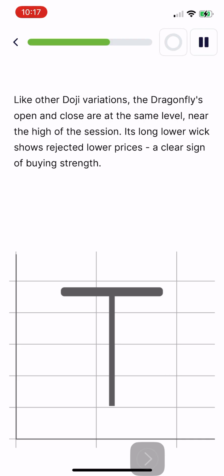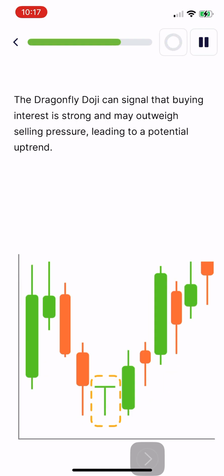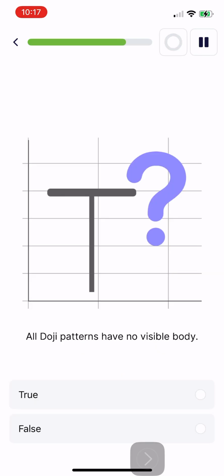Like other doji variations, the Dragonfly's open and close are at the same level, near the high of the session. Its long lower wick shows rejected lower prices, a clear sign of buying strength. It's crucial to look for confirmation following a Dragonfly Doji, as it suggests a significant shift from selling to buying momentum that may lead to an upward trend. The Dragonfly Doji can signal that buying interest is strong and may outweigh selling pressure, leading to a potential uptrend. All doji patterns have no visible body.